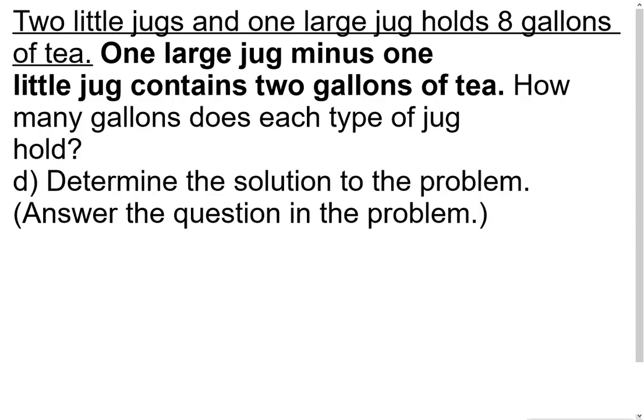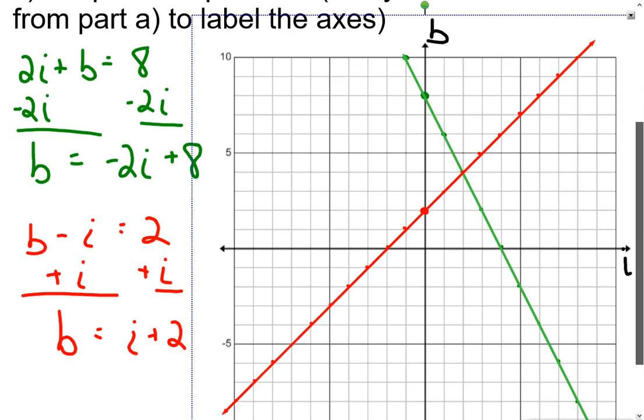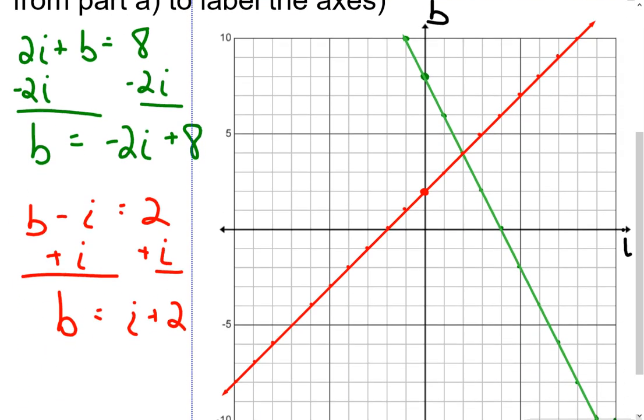Now it says determine the solution to the problem. In other words, answer the question. So how many gallons does each type of jug hold? Well, that means we're going to have to go back to our graph because we graphed it to help us answer that. Well, where on this graph is the answer to our question?